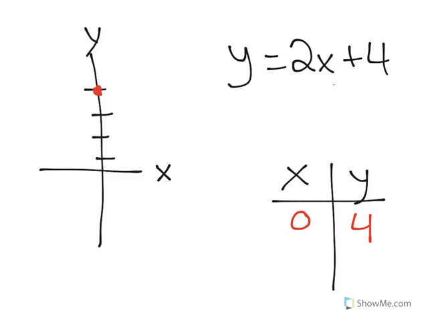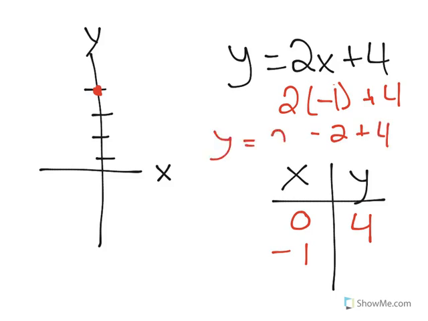So we already talked about the slope is going to be 2 over 1. But let's pretend that we weren't really sure how that works. Here I'm just going to put in a -1 for x. 2 times -1 plus 4 would equal -2 plus a positive 4. So this is going to give me that y is equal to a positive 2.